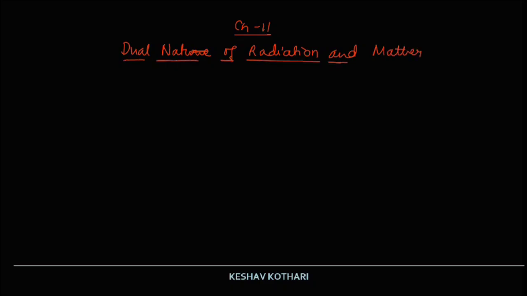So if we begin discussion on this, let us first of all talk about the things which we are going to come across in this chapter. The first thing that we will be discussing is the electron emission process, followed by photoelectric effect, and then we will be dealing with de Broglie wavelength.